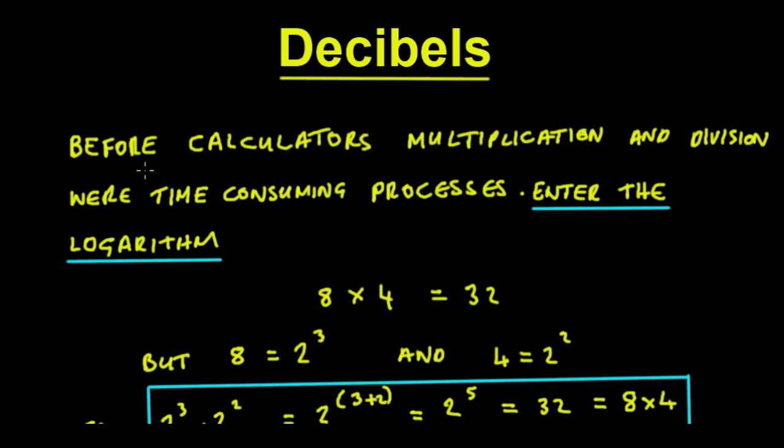So when we started off, before we had calculators, multiplication and division were difficult, time-consuming processes. So we needed to have another process in order to multiply and divide. So enter the idea of the logarithm.